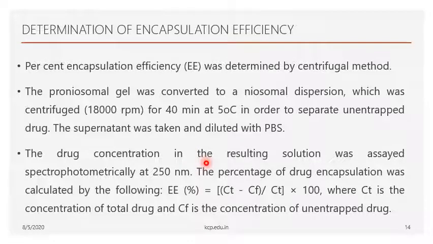After getting the absorbance, the values were substituted in the following formula: entrapment efficiency percentage is equal to CT minus CF divided by CT into 100. CT is the total drug concentration and CF is the concentration of unentrapped drug which is present in the supernatant liquid. So this is the procedure for determination of encapsulation efficiency.